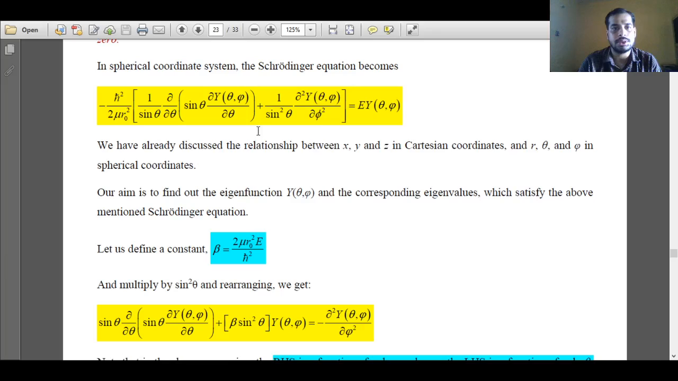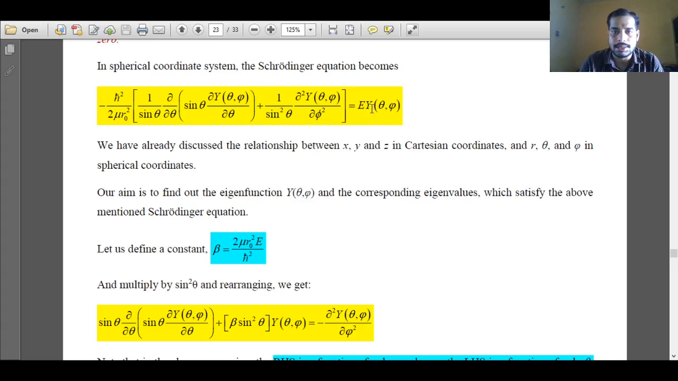So what is our aim here? Our aim is to find out the eigen function. First aim is to find out what are the eigen functions or spherical harmonics that satisfy this Schrodinger wave equation. Second aim is to find out the associated eigen value, which will give us information about the energy of the rotation in three-dimensional space. So before solving this Schrodinger wave equation, we'll do some rearrangements.